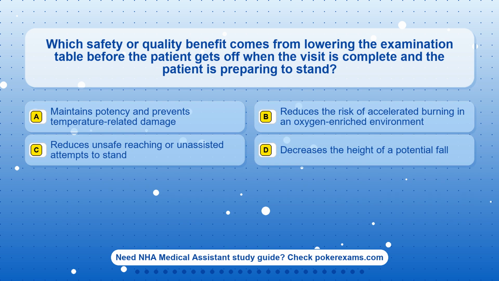Question 6. Which safety or quality benefit comes from lowering the examination table before the patient gets off when the visit is complete and the patient is preparing to stand? Option A, maintains potency and prevents temperature-related damage. Option B, reduces the risk of accelerated burning in an oxygen-enriched environment. Option C, reduces unsafe reaching or unassisted attempts to stand. Option D, decreases the height of a potential fall.